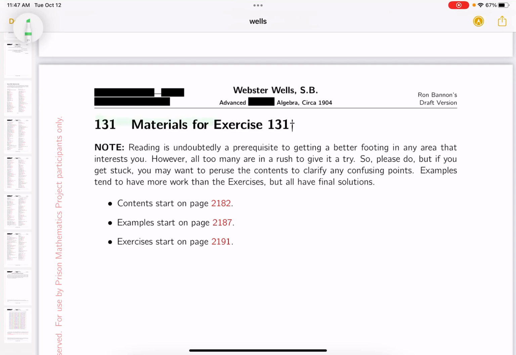Okay, we're in section 131 of the notes. Very consistently told story. There's going to be contents, examples for you to concentrate on, and then exercises for you to work through. All right, this is a draft version of Ron Bannon's, or my version of Webster Wells' Advanced Course in Algebra. That's based at 1904.